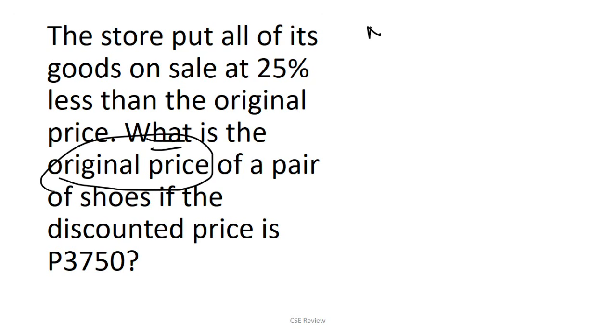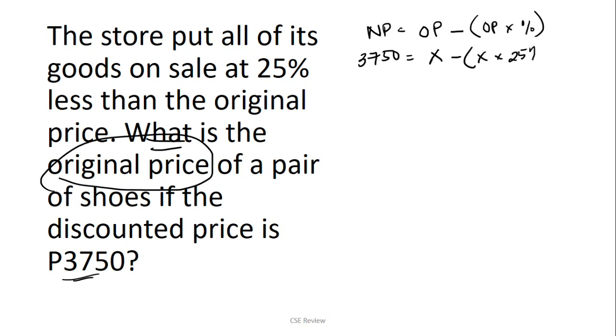So, yung formula natin, which is new price, is equal to original price. In this case, dahil nagkaroon ka ng discount, nag-sale ka ng 25%. So, OP minus the original price times the percentage. So, the new price, which is yung binigay sa atin na discounted price, or 3,750, dito siya. 3,750 equals the original price, which is X, minus X times 25%.